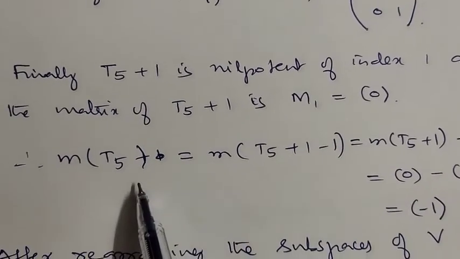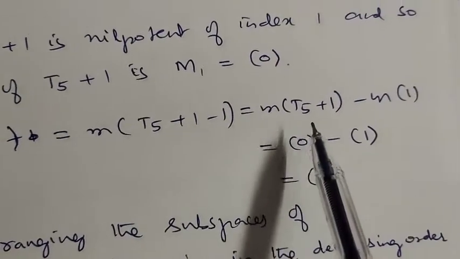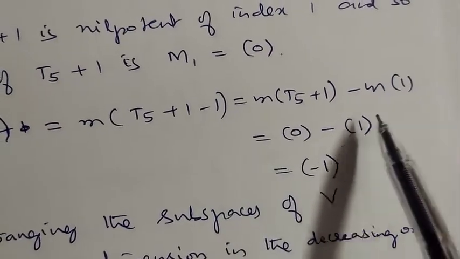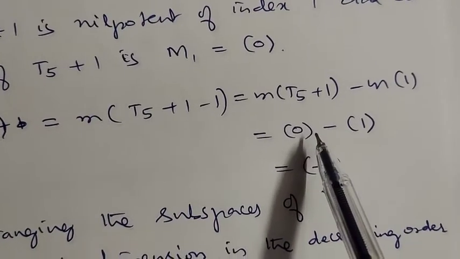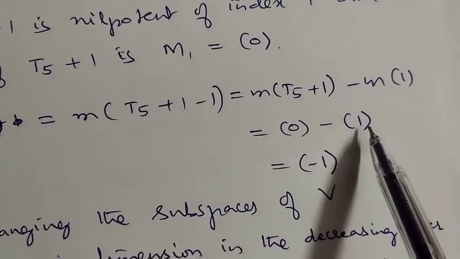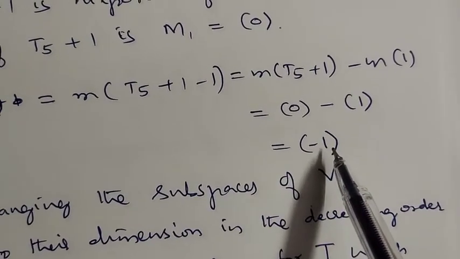Therefore, matrix of T5 is what? Matrix of T5 plus 1 minus 1, that is, matrix of T5 plus 1 minus matrix of 1. So matrix of T5 plus 1 is simply 0, a 1 cross 1 zero matrix, minus the 1 cross 1 unit matrix. So you get a 1 cross 1 matrix with entry minus 1.